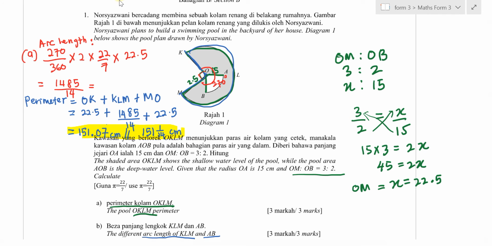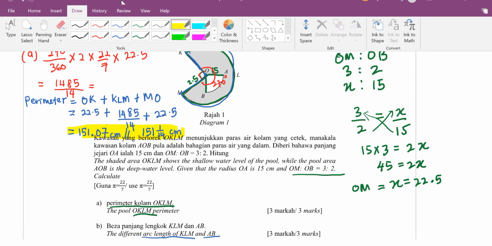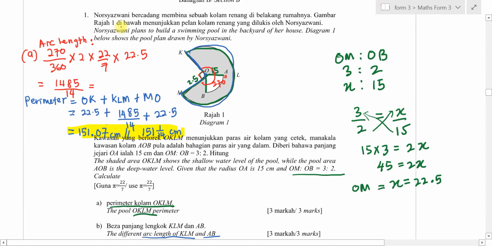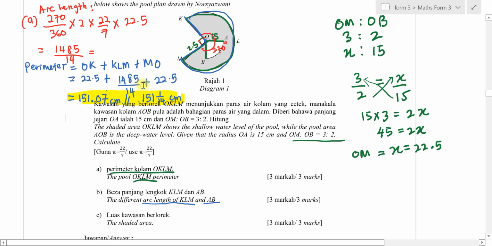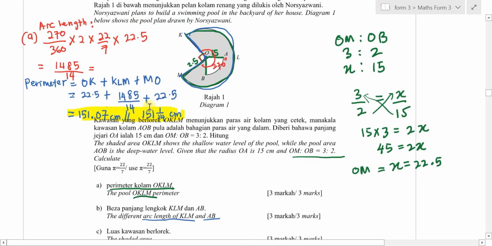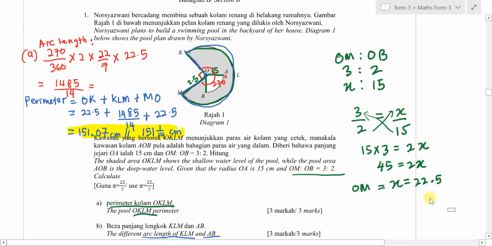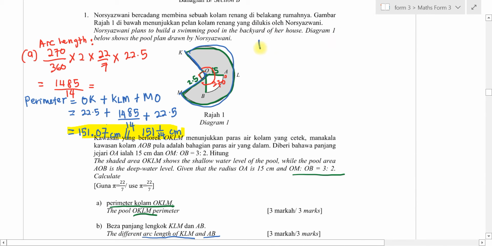Okay. Just now we just find the arc length only what. Okay. This is not the final answer. Perimeter dia, you need to sum up everything. Okay. Now, for part B, part B. Okay. This part I erase. Okay. Part B.